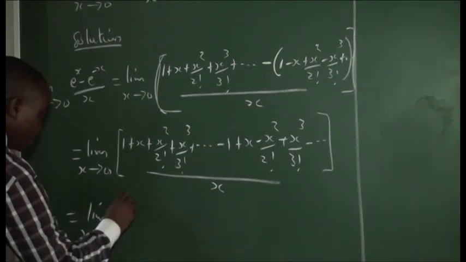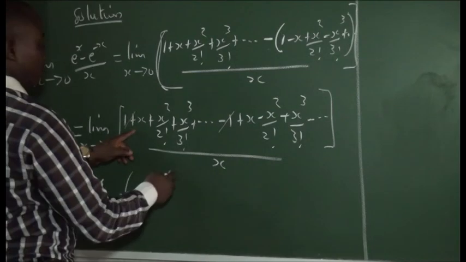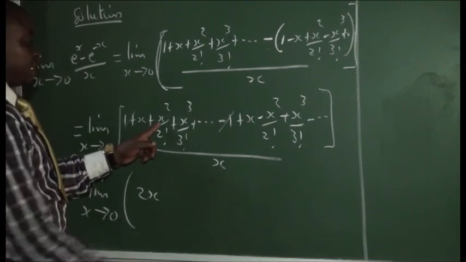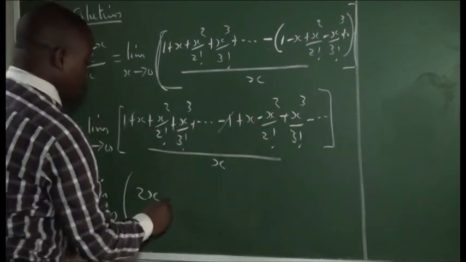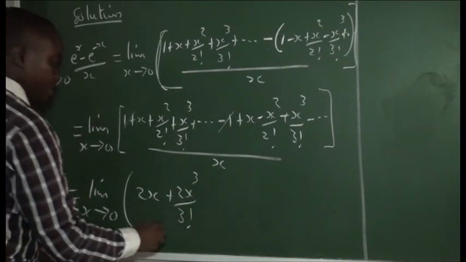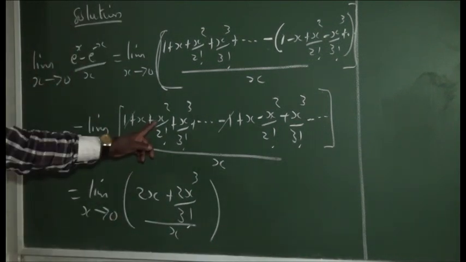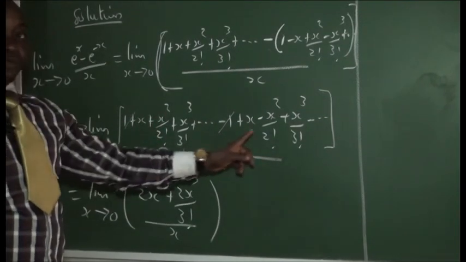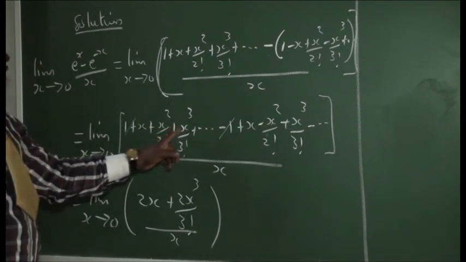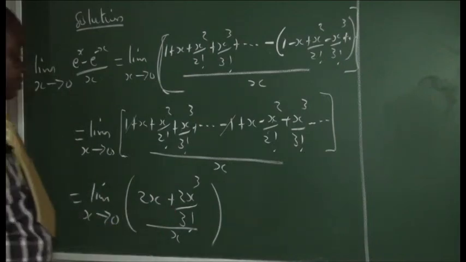So this gives us, now this one can go. We have here x plus x, we have 2x, then this and this can go, then this will give us plus 2x cubed over 3 factorial over x. You know this x squared over 2 factorial can go because this is minus, this is plus. So this plus this gives us 2x cubed over 3 factorial.